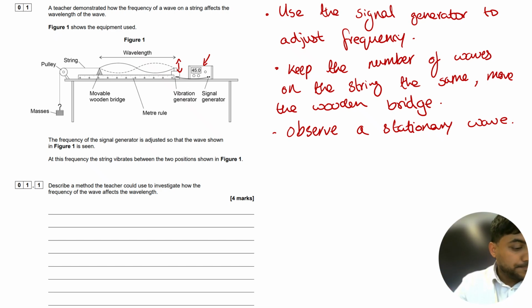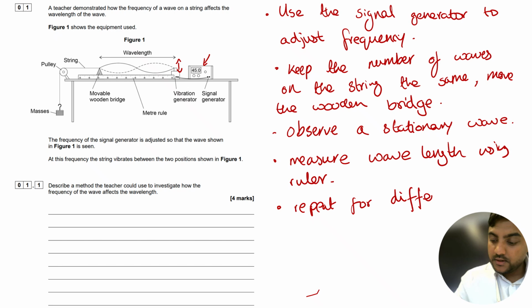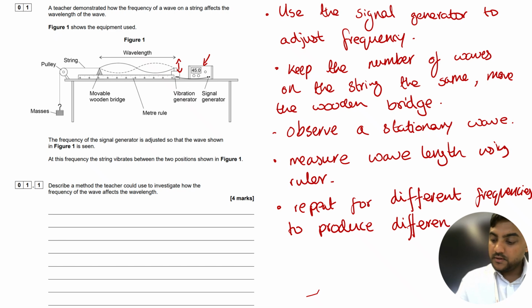Then measure wavelength using the ruler or the meter rule on the table. Repeat for different frequencies to produce different stationary waves. Fantastic.